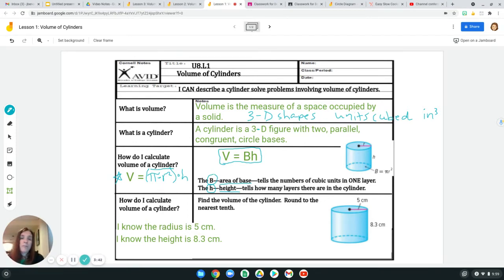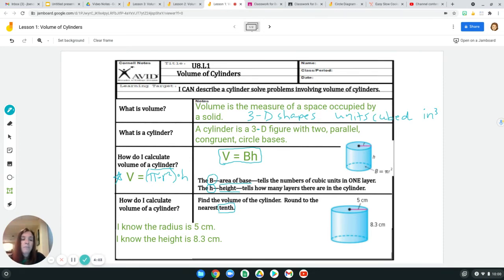All right, so now let's do a couple examples. We will be using a calculator to help us. And for pi, we will be using 3.14. Find the volume of the cylinder, round to the nearest tenth. Make sure you are highlighting what you need to round to. Okay, and this is good rounding practice.